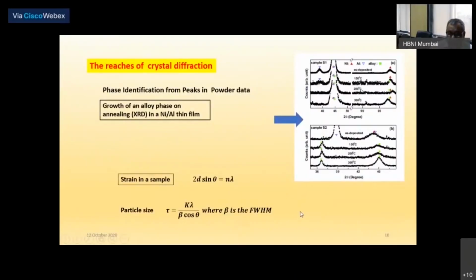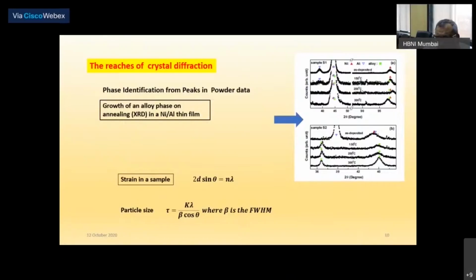The reach of crystal diffraction is huge. Many of you go for phase determination, and typically, I took this from one of my papers, it is a nickel aluminum film. You try to find out where the nickel peaks are, where the aluminum peaks are, and whether the alloy has started forming. We find that when you anneal at 300 degrees, some alloy peaks started coming, and this is very commonplace for all of us.